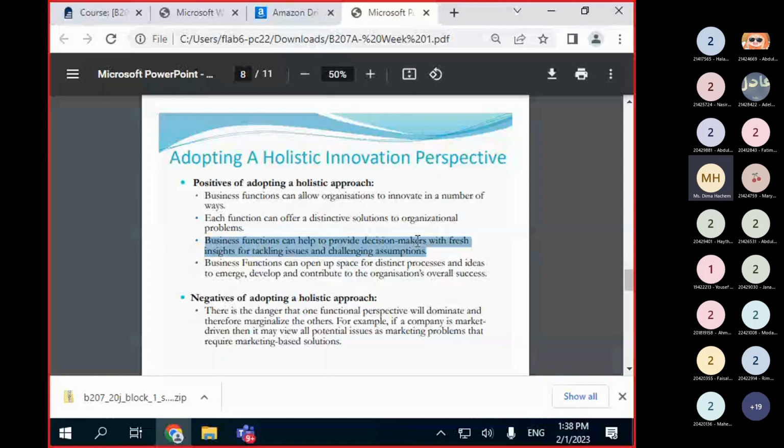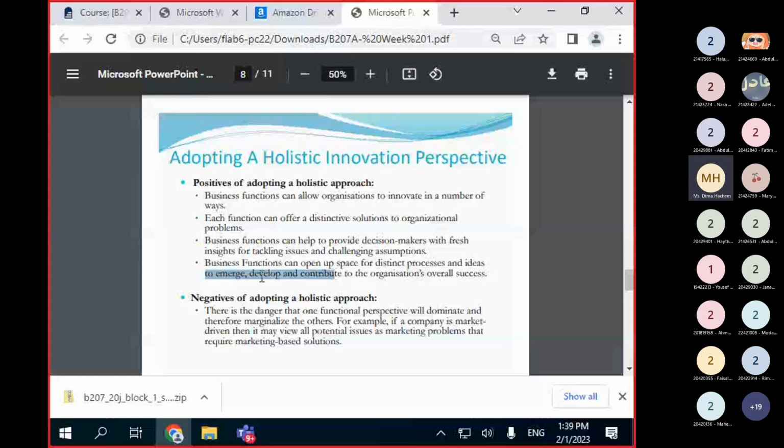Business functions can open up space for distinct processes and ideas to emerge, develop, and contribute. They will deal with each other until they create a new design for this bottle, a new design for this phone, a new design for the shirt that you are wearing, whatever, the car that you drive, and so on.